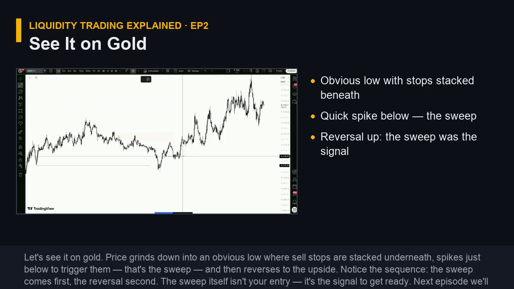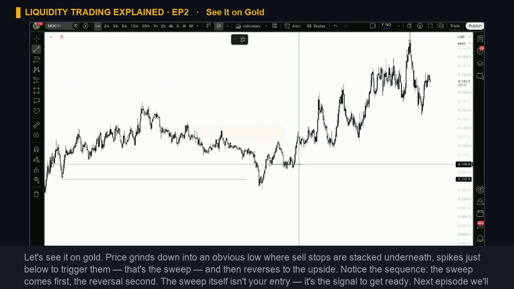Let's see it on gold. Price grinds down into an obvious low where sell stops are stacked underneath, spikes just below to trigger them. That's the sweep, and then reverses to the upside. Notice the sequence. The sweep comes first, the reversal second. The sweep itself isn't your entry. It's the signal to get ready.